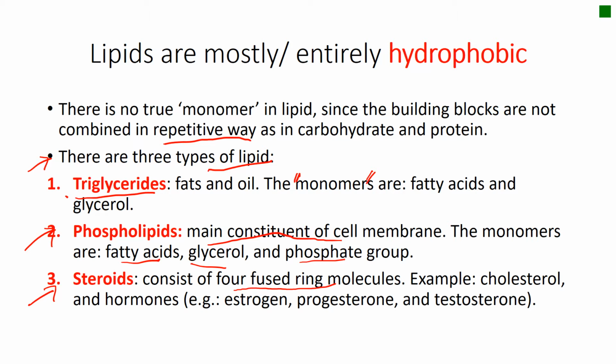Now, an example of steroids is cholesterol. You also have learned about this in chapter 1, plasma membrane, if you still remember. So the structure of cholesterol looks like this, right? It is a representative of ring molecules. And for hormones, for example, they are estrogen, progesterone, and testosterone.